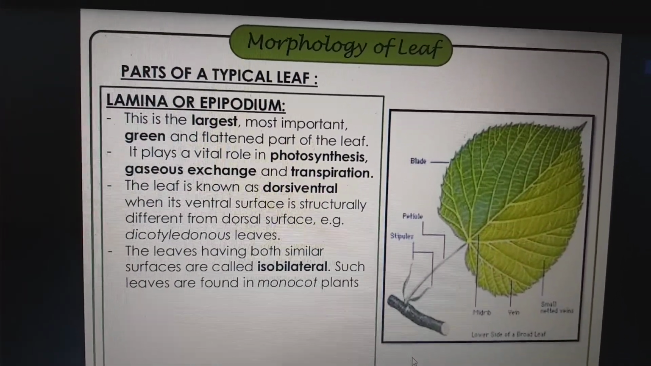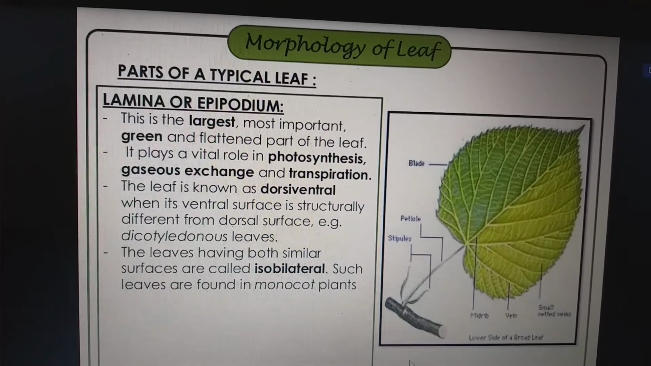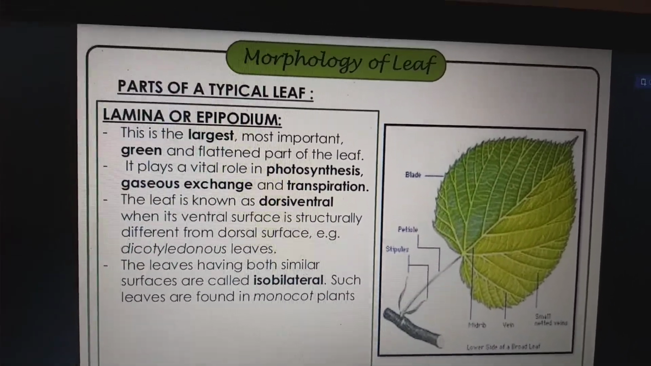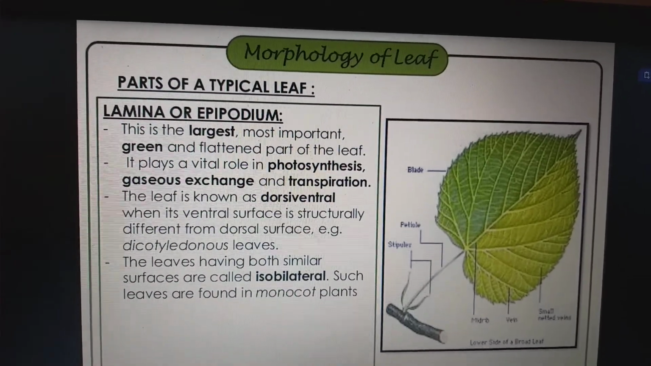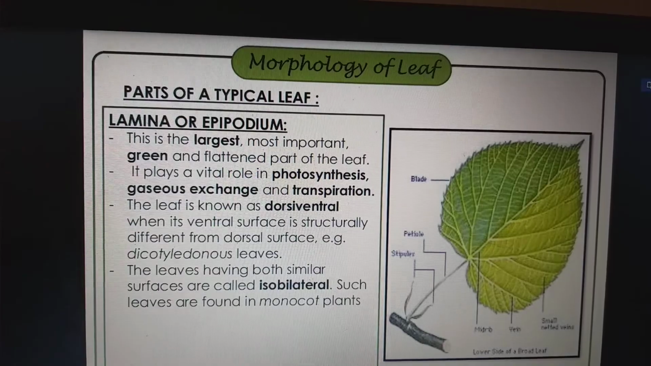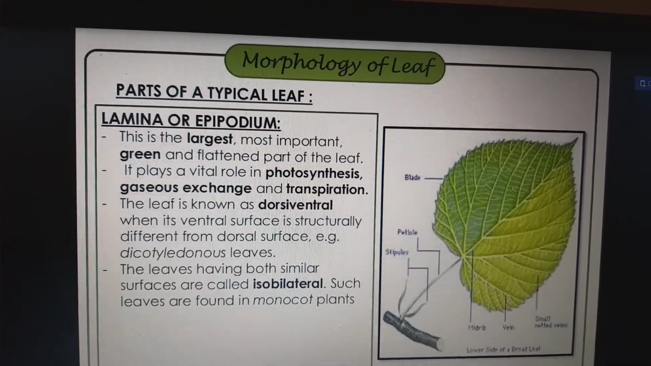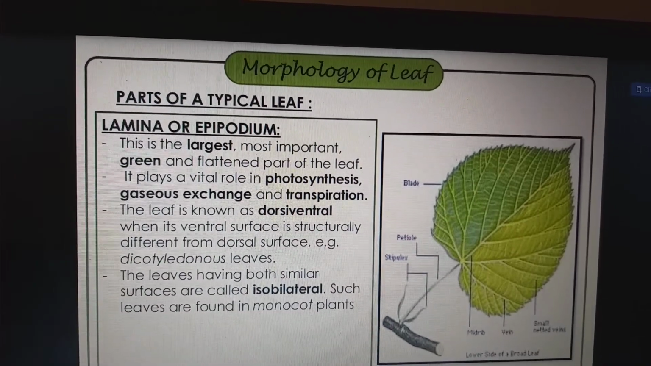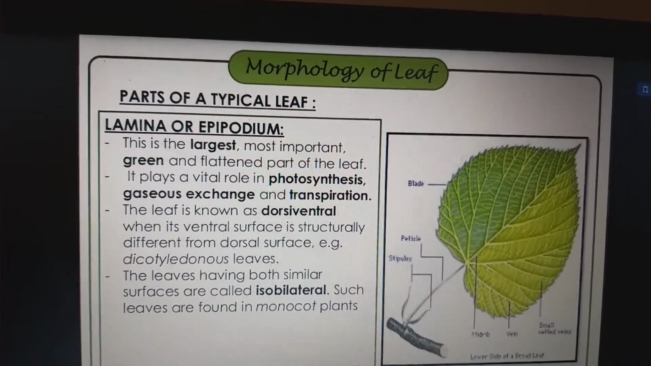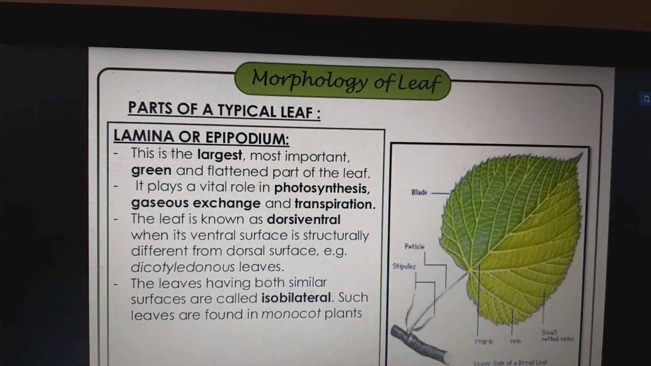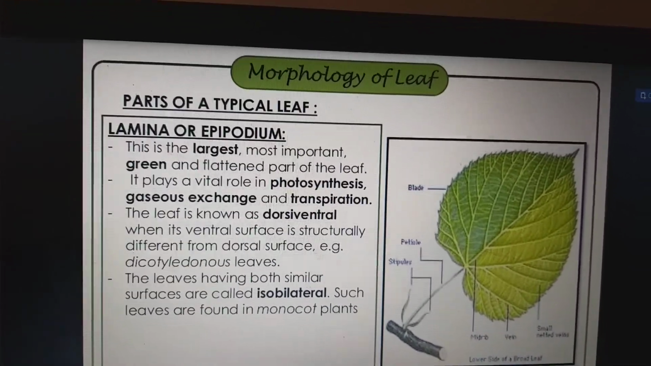Coming to the next, lamina or epipodium. This is the largest and most important green and flattened part of the leaf. It plays a vital role in photosynthesis, gaseous exchange and transpiration. The leaf is known as dorsiventral when its ventral surface is structurally different from the dorsal surface, for example the dicotyledonous leaf. The leaf which has both surfaces similar we call an isobilateral leaf. Such leaves are found in monocot plants.